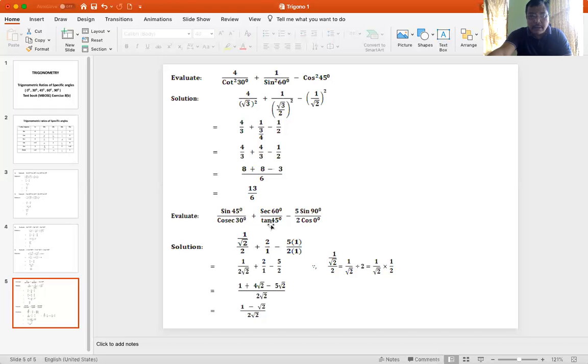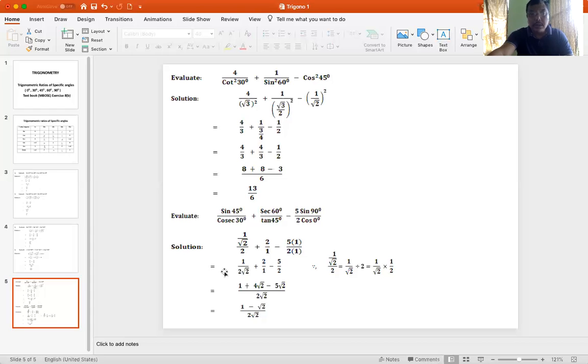And tan 45 is 1, so we write here 1. Minus, again 5 sine 90 degree. Now 5, since sine 90 degree from the table is 1, so we write here 1. Again, here 2 cos 0 degree. For 2 cos 0 degree from the table is 1, so we have here 2 into 1.